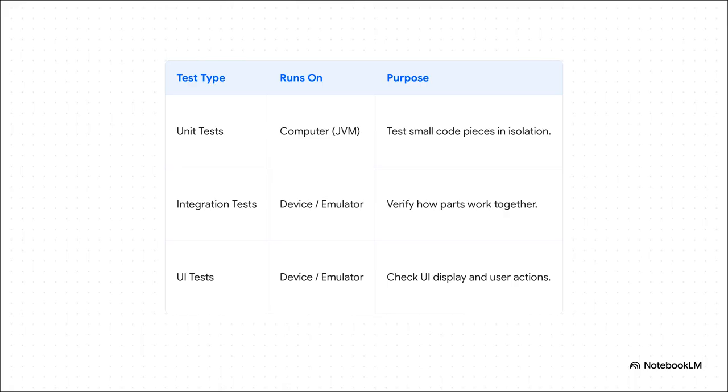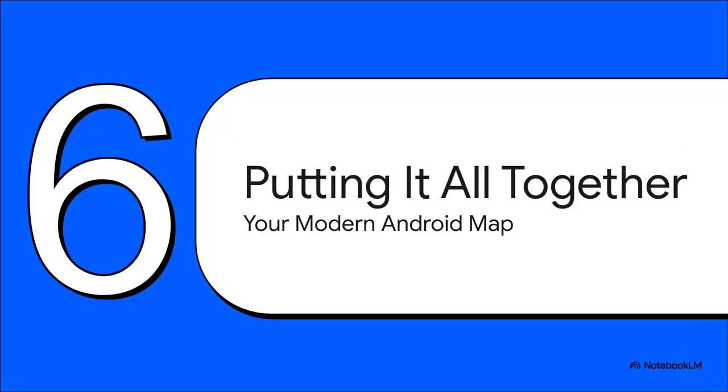You've got your super fast unit tests. These run right on your computer, and they're perfect for checking small, isolated pieces of logic, like a single function in your view model. Then you have things like UI tests. These are a bit slower because they have to run on an actual device or an emulator, but they're absolutely essential. They check that your screens look right and that buttons actually do something when you tap them. To build a really solid, reliable app, you need a healthy mix of both. So there you have it. That's our safety net. And that's the last of our 5 pillars.